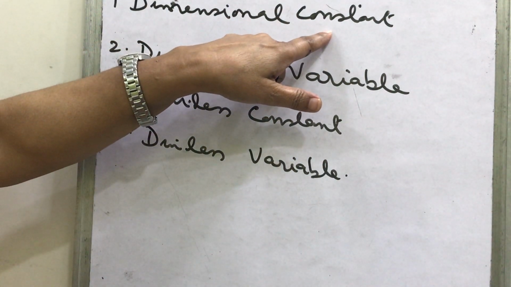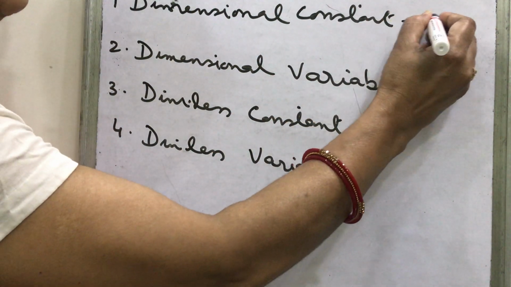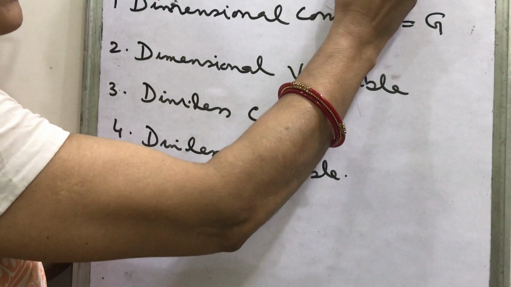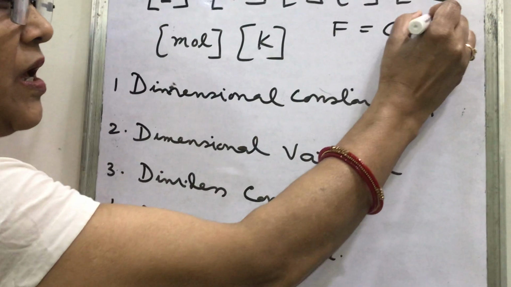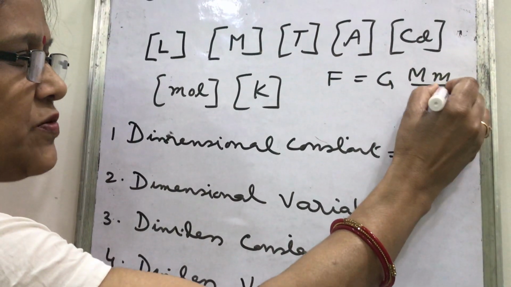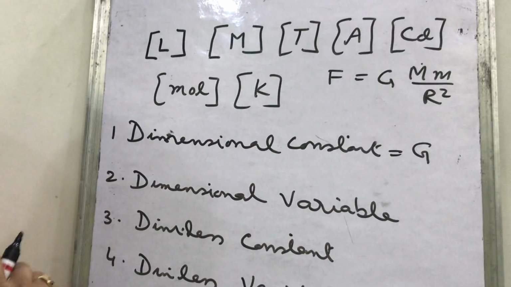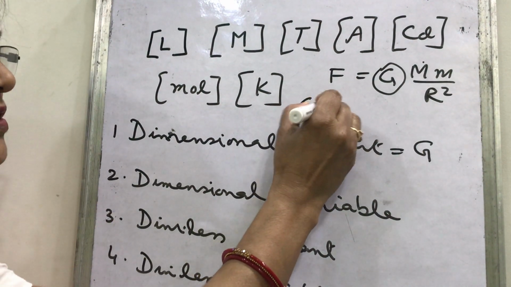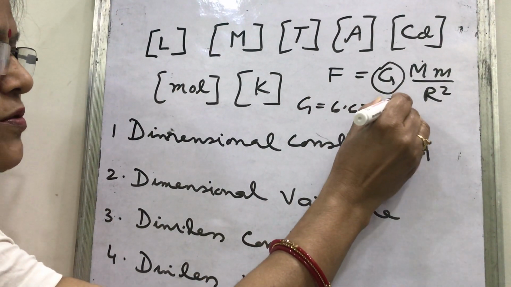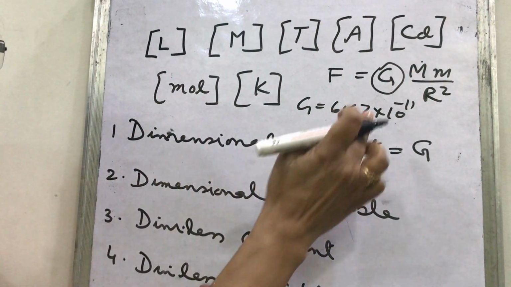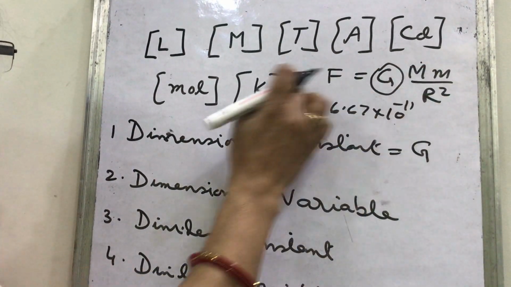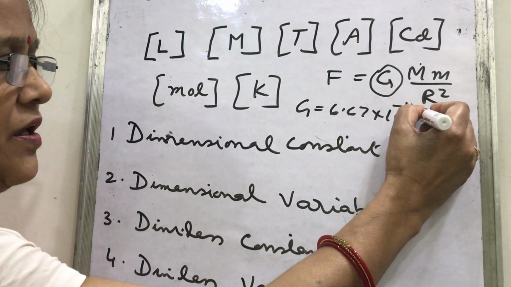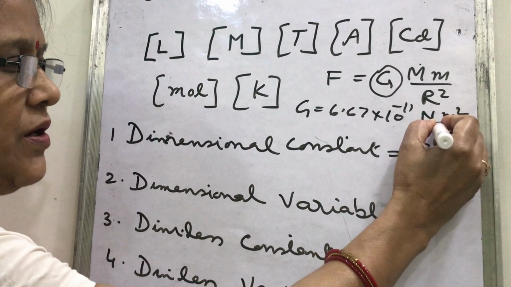Dimensional constant, what will be the example? Look here, universal gravitational constant. You have read in lower classes that F is G m1 m2 upon r square. M and r are the mass and radius of earth. So this is the universal gravitational constant. Its value is 6.67 into 10 to the power minus 11. Suppose you don't know the unit, then take the other quantities on this side. So Newton meter square upon kilogram square.